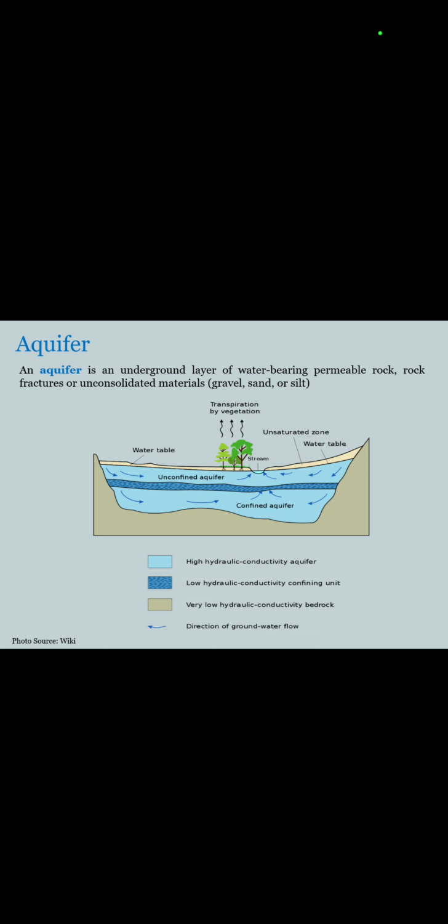Now, while discussing groundwater, we often come across this particular term, aquifer. Now, what is an aquifer? An aquifer is a water-bearing formation from which we could extract groundwater economically and sustainably. It is an underground layer of water-bearing permeable rock. It could be a rock fracture or unconsolidated materials like gravel, sand or silt.